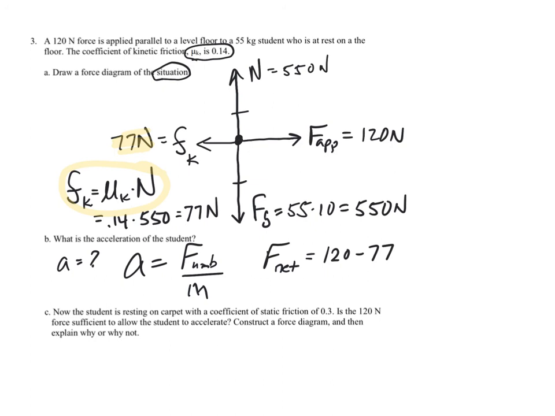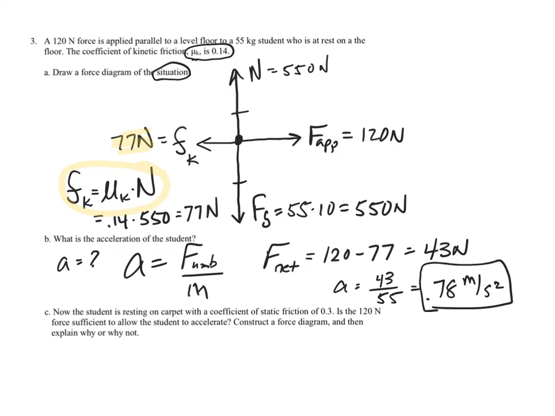All right, so this is 43 newtons, and I divide that by the mass. So I'm going to have acceleration is 43 divided by 55. I get 0.78 meters per second squared.